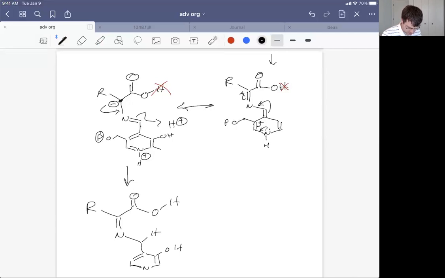Oh gosh. I was like, man, I'm getting really fast at drawing PLP. It's because I was leaving off half the molecule. Okay.